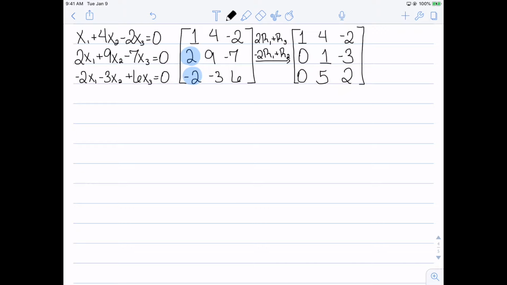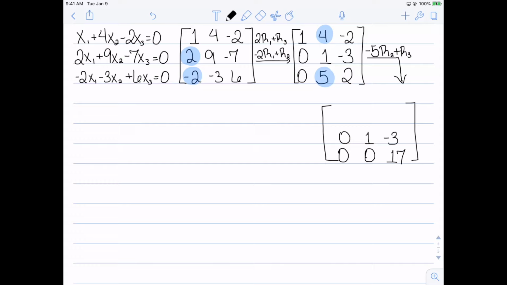The second column already has a 1 in the second row, second column, so we need zeros both above and below this. Let's start with the one below. It's currently a 5, so I need to subtract 5. I'll do negative 5 row 2 plus row 3. I know the second row is going to stay the way it is right now. I then have negative 5 times 0 is 0, plus 0 is 0. Negative 5 times 1 is negative 5, plus 5 is 0. And then negative 5 times negative 3 is 15, plus 2 is 17.